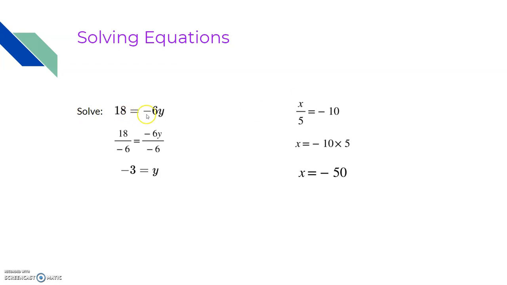Now we have 18 equals minus 6y. When a number and a variable are together with no space between, that means you're multiplying them. When there's a fraction symbol like this, it means you're dividing them. That's just a clarification. Now, how do you actually solve this?